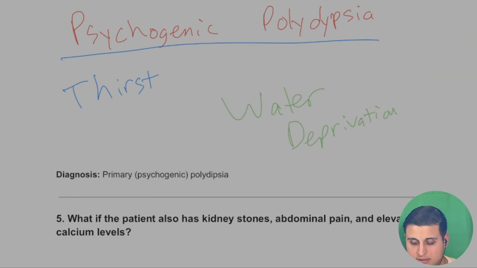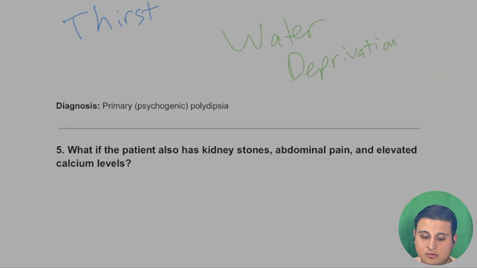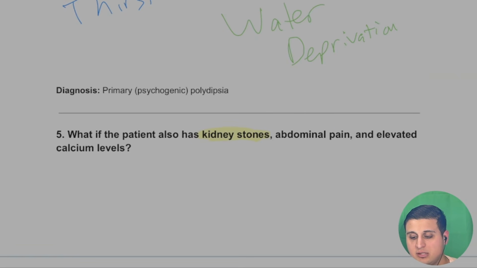All right, moving on to this next one. What if the patient also has kidney stones, abdominal pain, and elevated calcium levels? All right. So when someone now has kidney stones, and maybe it's chronic kidney stones, right, that kind of thing, and they have elevated calcium levels, well, now we have an issue with our calcium metabolism pathway, right? Maybe we have high PTH, right? This patient now has hypercalcemia if they have high PTH. So one of our big concerns is hyperparathyroidism.